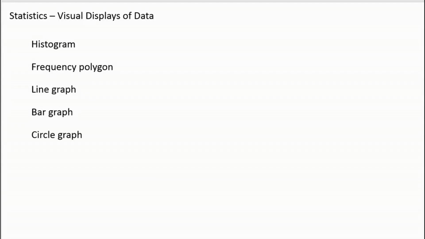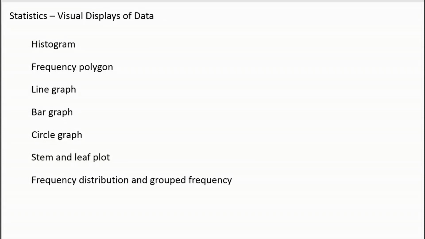So we want to start talking about a new chapter, statistics. And in this section, we'll talk about visual displays of data. We'll mention a histogram, frequency polygon, a line graph, bar graph. We'll also talk about circle graphs and stem and leaf plots, and frequency distribution and grouped frequency distribution. So we'll talk about all of these things in this section. A lot of this material you may already be familiar with, but you just need the definitions.